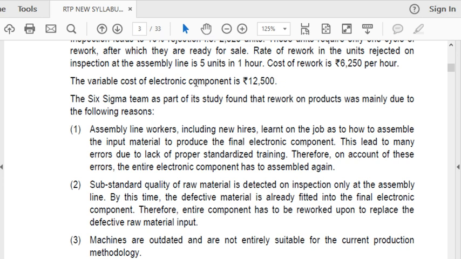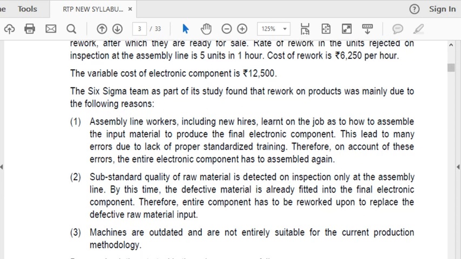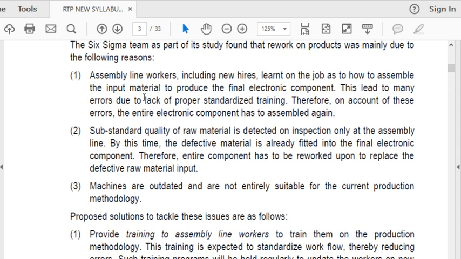The Six Sigma team, as a part of its study, found that rework on products was mainly due to the following reasons. So what are the problems? Let's see. I think this will be interesting. First problem is assembly line workers, including new hires, learned on the job as to how to assemble the input material to produce the final electronic component. This led to many errors due to lack of proper standardized training. Therefore, on account of these errors, the entire electronic component has to be assembled again.